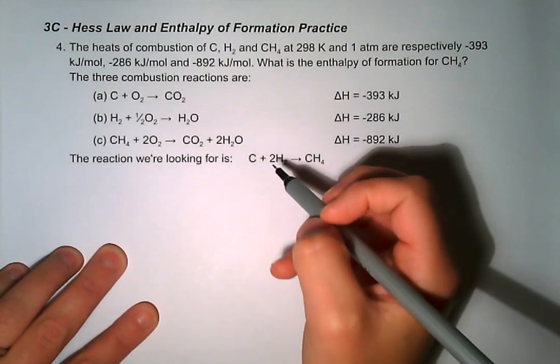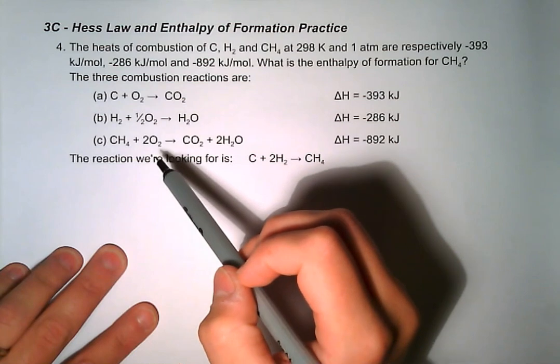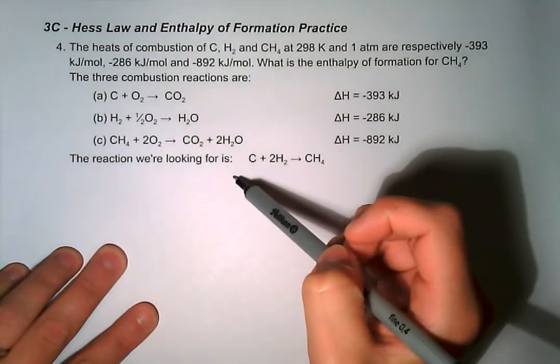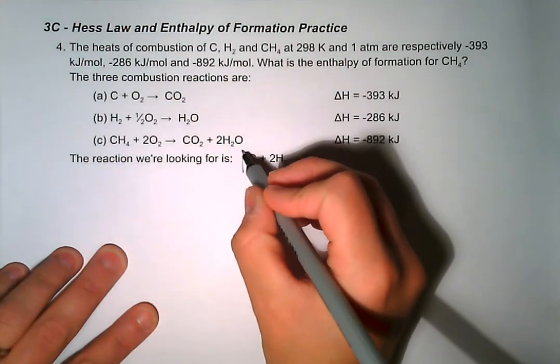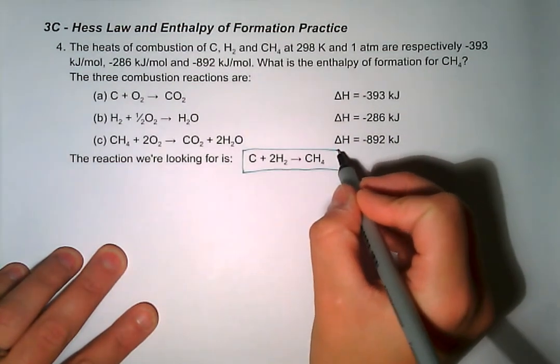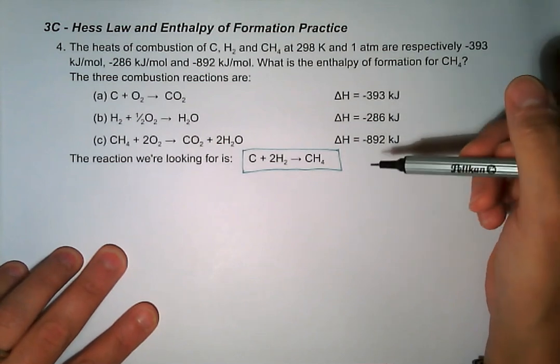So Hess's law says that if we can add up multiple other reactions to equal a target reaction, then the enthalpy of our target reaction, which in this case is this reaction right here, is going to be the sum of the enthalpy values of the reactions that we added up.